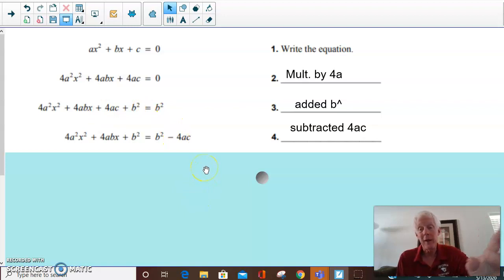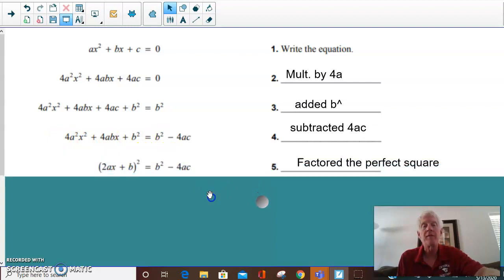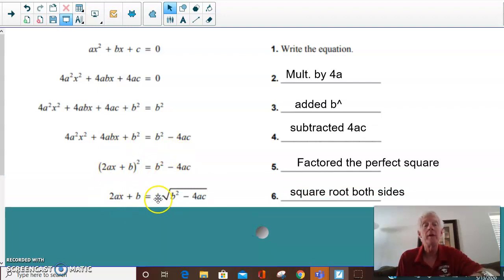Here's the hard part. I don't know why they figured this out, but at this point, believe it or not, this trinomial is a perfect square, so they found the square root of it. 2ax plus b, parentheses squared, still equals that. They find the square root of both sides. You get that. This is looking complicated, but this is where we're headed. So you have 2ax plus b equals plus or minus the square root of b squared minus 4ac.